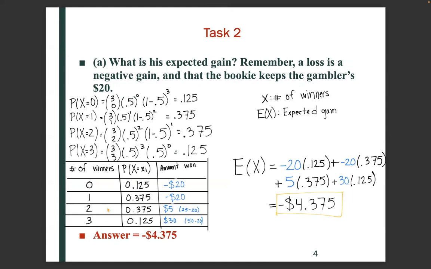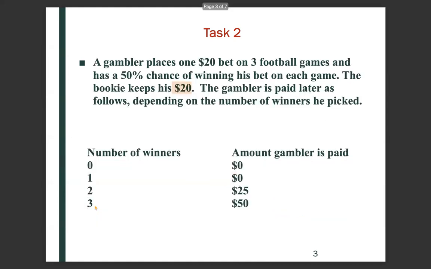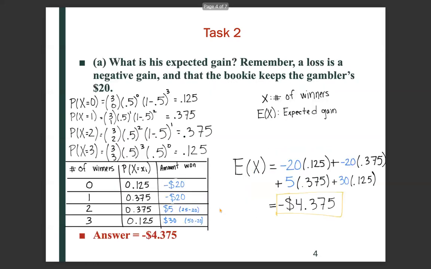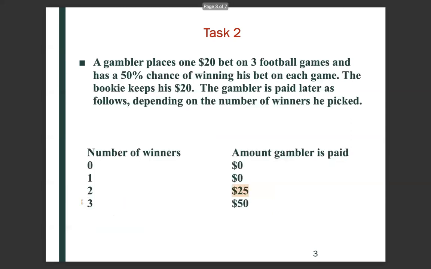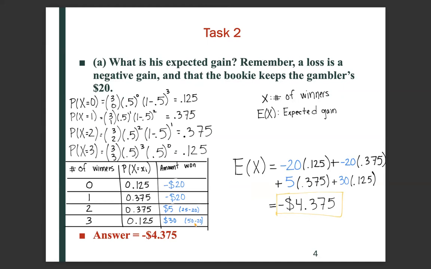Okay, what about when the number of winners is 2? Here the gambler is paid $25, but in order to play he had to give the bookie $20, right? So we're going to do 25 minus 20, and that's going to give us $5. That would be his net gain. And then what about if there are 3 winners? The gambler gets $50, but he had to pay $20 to gamble. So 50 minus 20 gives us 30. So this is the amount won for each of these scenarios.